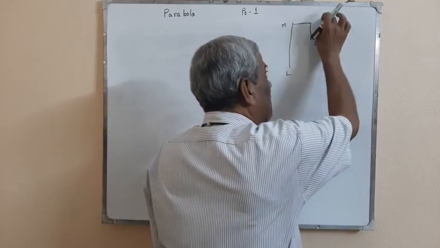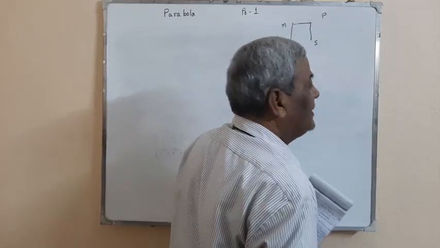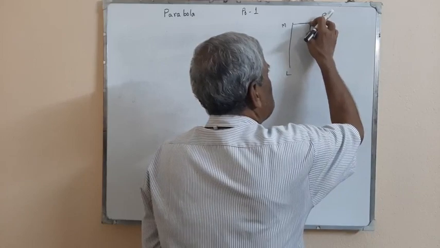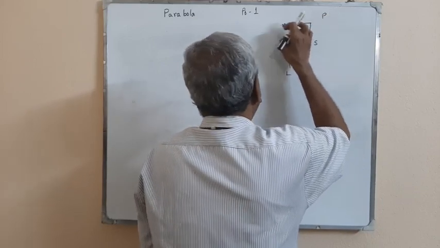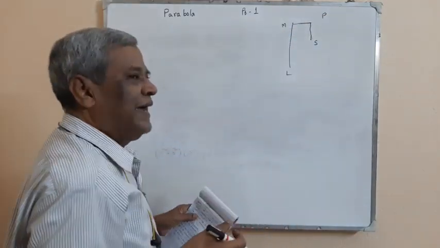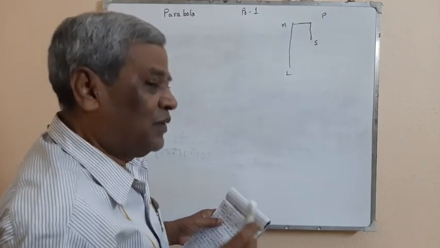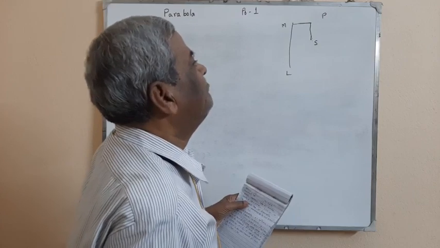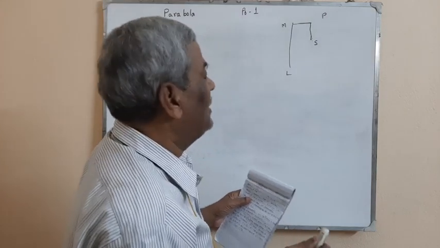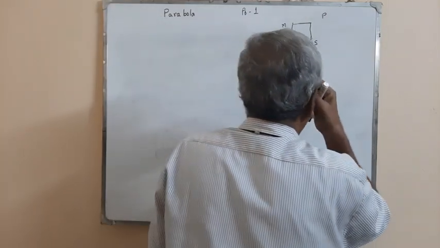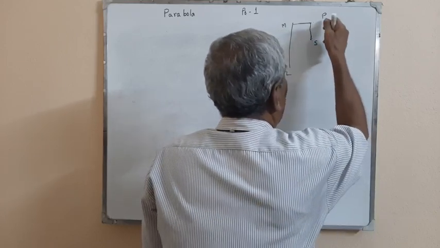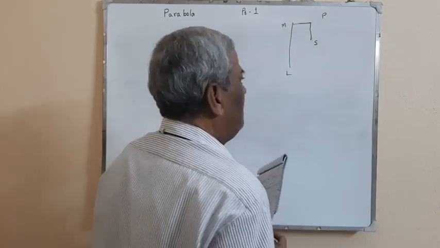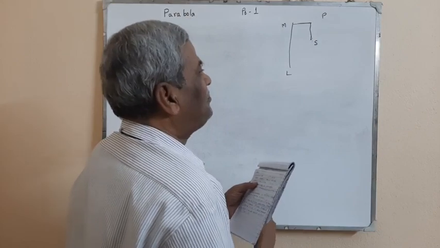If that point P moves in such a way that its distance from the fixed point and its distance from the fixed straight line are equal, under this condition, the locus of the point P will be a parabola.